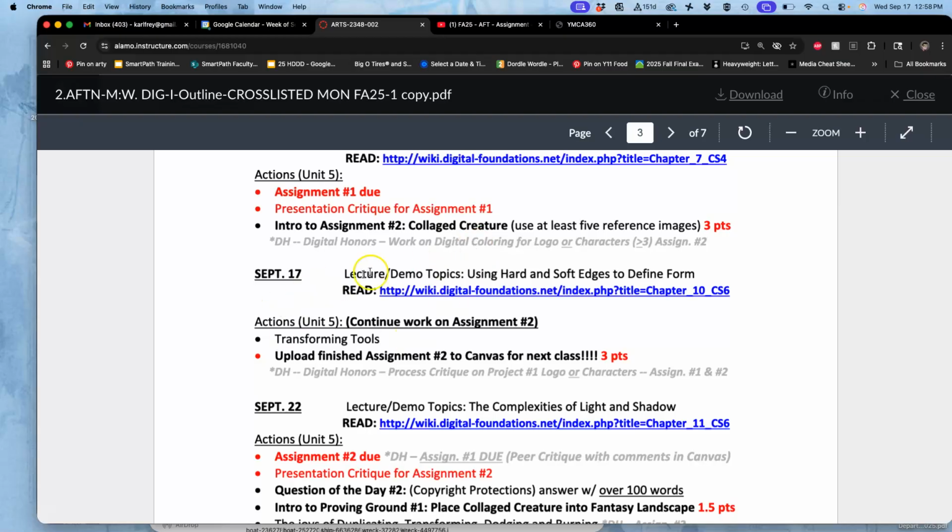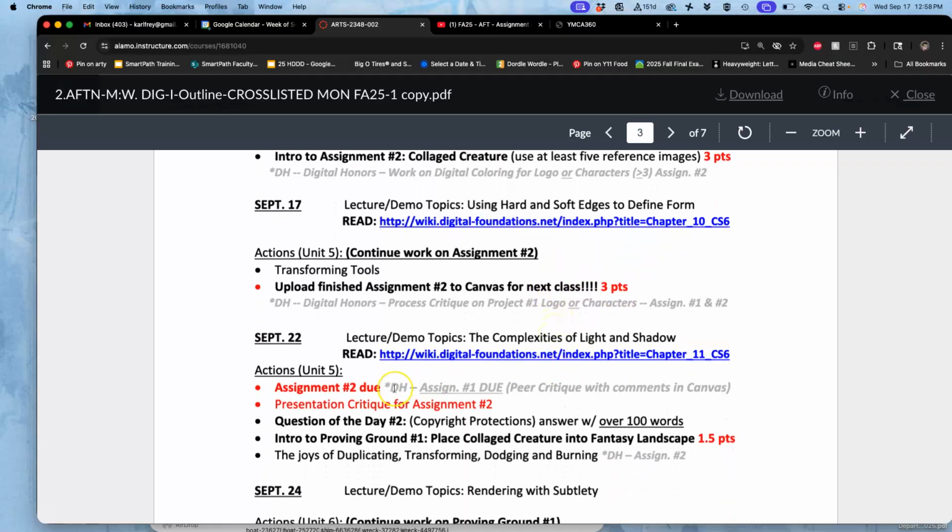And here we are on the 17th. So what we're doing today is we're working on Unit 5. We're continuing to work on Assignment 2, which we introduced at the end of last class. That means that you can look for a video introducing it in our YouTube. And today we're going to make a lot of progress towards it. It's worth 3 points, and it is due next class.